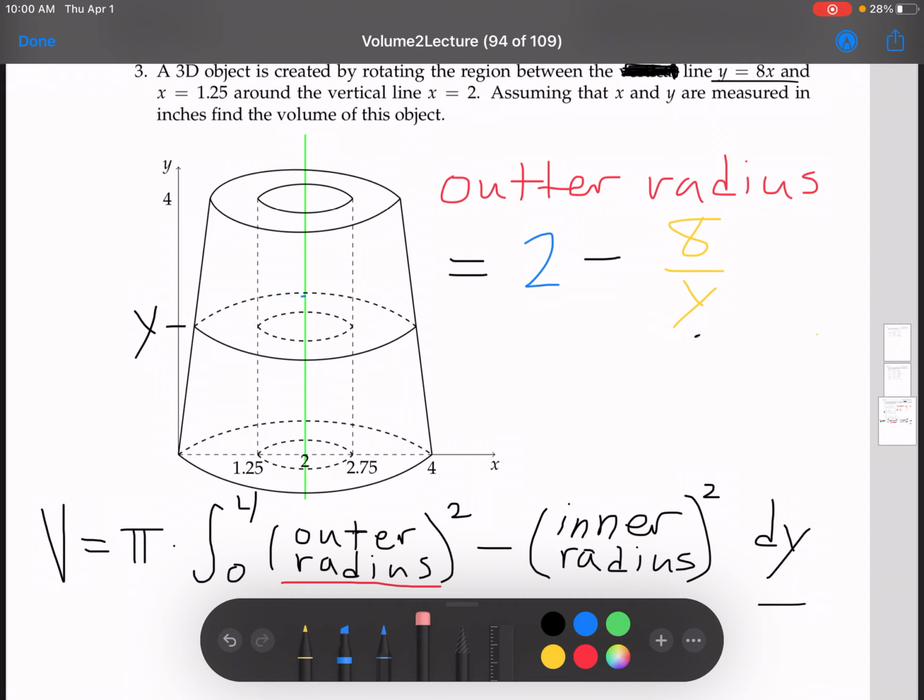So let me reiterate. We want to find this distance here. To find that distance, it is the difference between this full distance of 2, take away this little bit right there. So our outer radius is 2 minus the yellow distance.